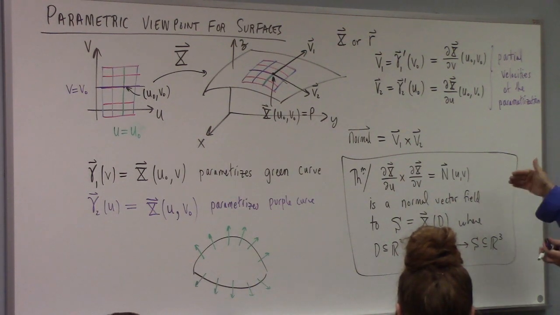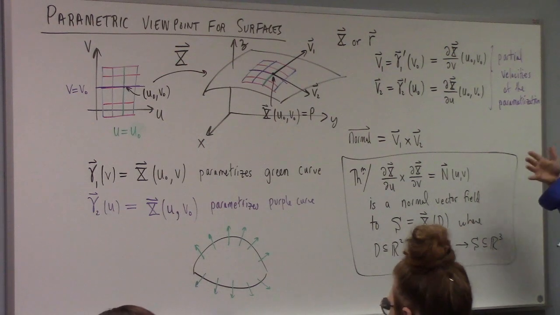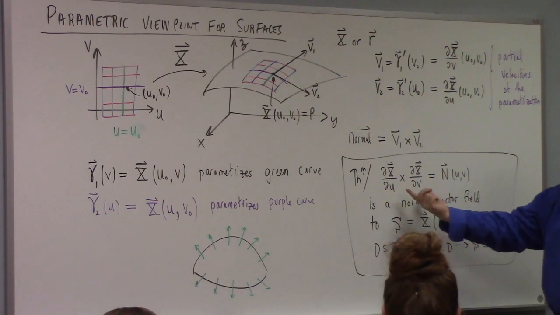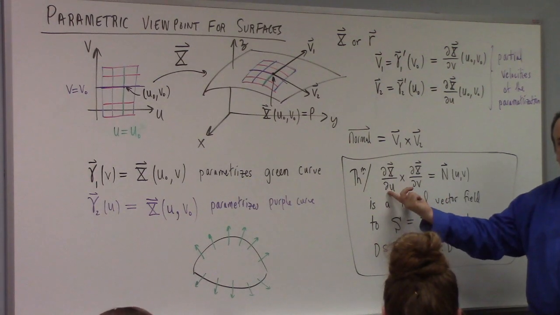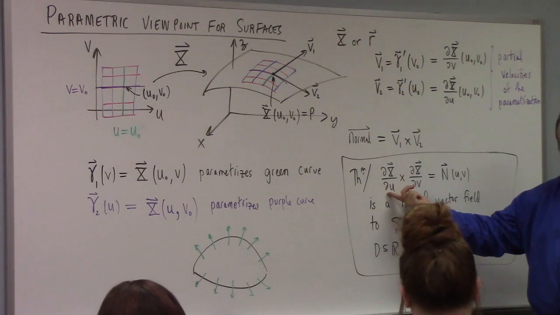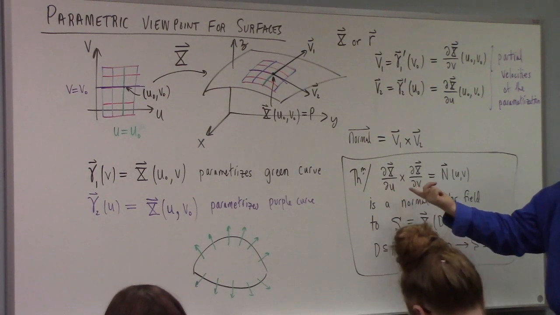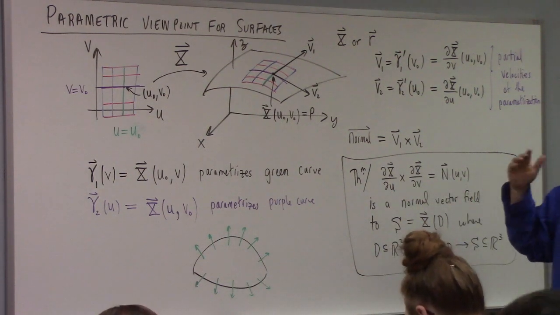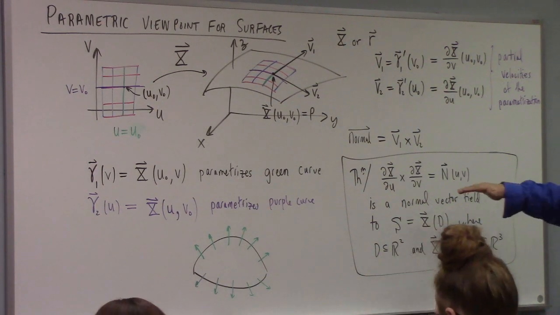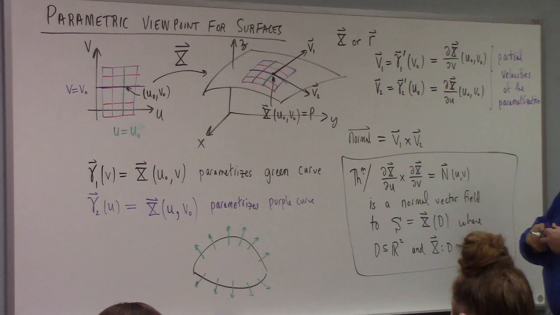So a reasonable parametrization for a surface must be one such that the cross product of the partial velocities is non-zero. Usually people say such a surface is a regular surface. A regular surface is one which has a non-vanishing normal vector field. And this parametrization, sometimes people call it a patch.